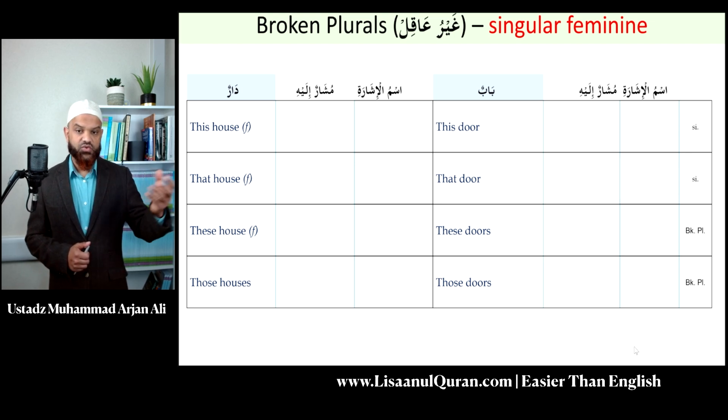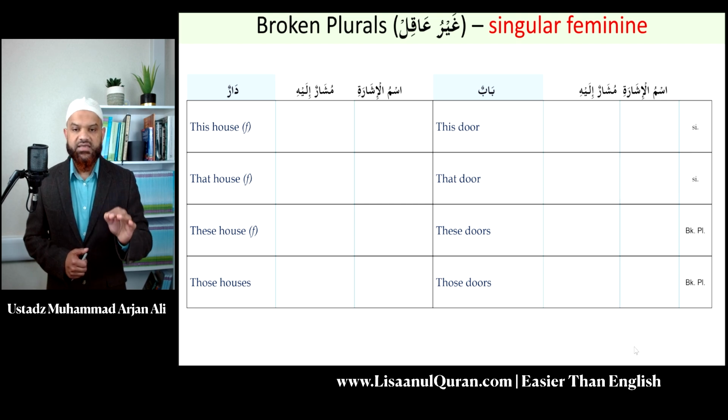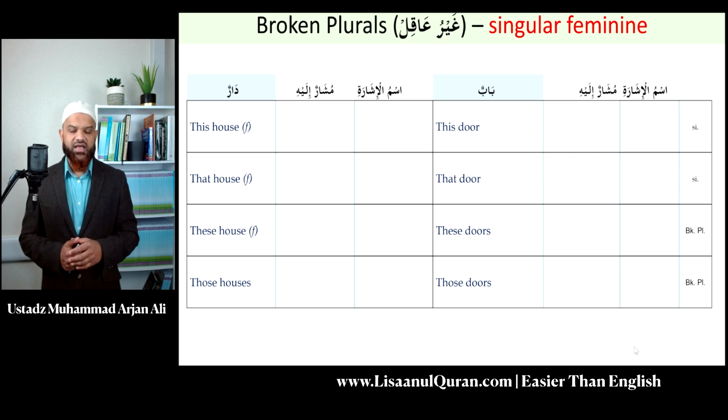Then we have the word darun. We have another word for house, which is baytun. The word baytun is masculine. The word darun is actually feminine. Why? Go back to lesson number 3. It falls under the miscellaneous category. So we have a masculine word and a feminine word.